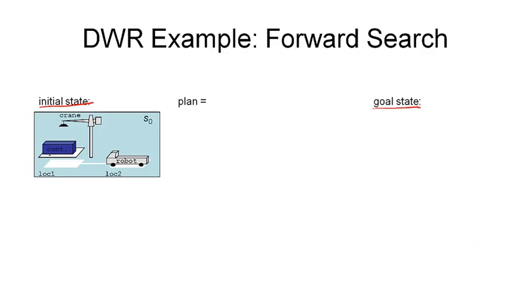So the algorithm will continue by computing the applicable actions and then selecting one of these applicable actions. And in this case, what the algorithm does is select this action here. We're taking with the crane, there's only one, at location 1, the container, which is on this pile here, from the pallet in the pile.